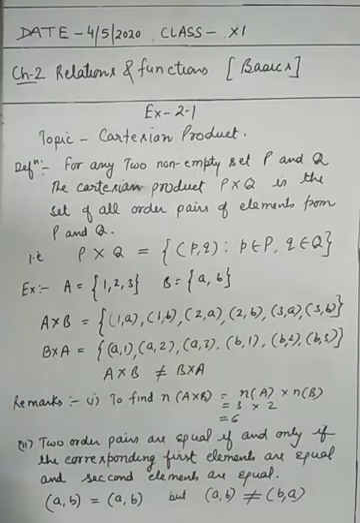6 elements are present. In the second remark, two ordered pairs are equal if and only if the corresponding first elements are equal and second elements are also equal. Means this is the first ordered pair, this is the second ordered pair. Are these two ordered pairs equal? Yes. Why? Because the first element is equal to the first element and the second element is equal to the second element. So this is the condition when two ordered pairs are equal.